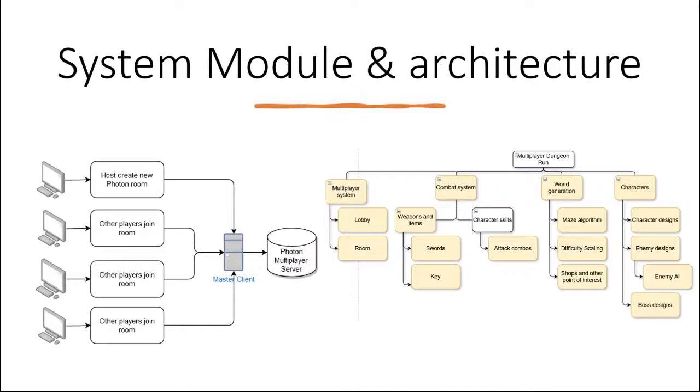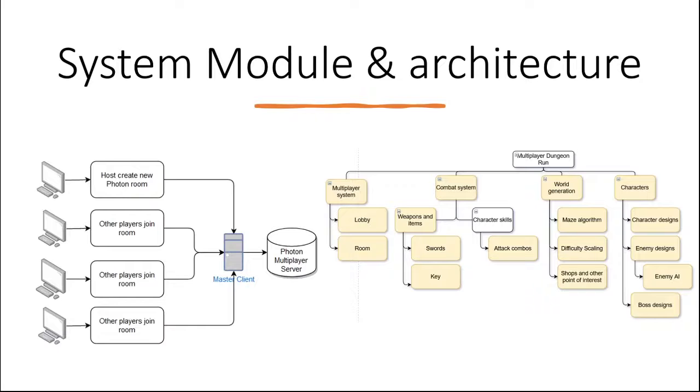So this is the system modules and architecture diagram. On the left, this is the architecture diagram. On the right is the system module diagram. Let's look at the architecture diagram. This is a PC game with 4 players to be connected to the same game. The host will need to create a session first and 3 other players will join the session. 4 of these players will connect to the master client once the game starts. A Photon multiplayer server is at the back end.